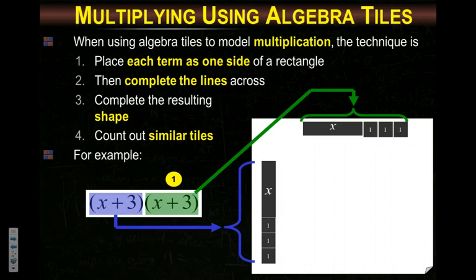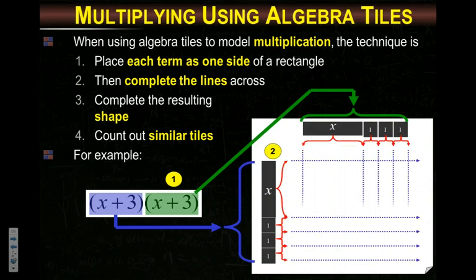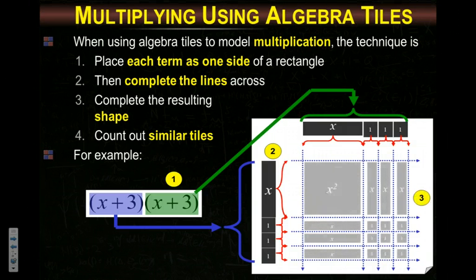So in other words, I'm taking the shapes and drawing grid lines. So I'll do that now. Here come the grid lines. Grid lines that way, grid lines that way. And then all I do is inside the grid, fill in the shapes that would be in there. So that shape would be an x squared tile. These would be a bunch of x tiles. These would be a bunch of x tiles. And these would be a bunch of 1 tiles.